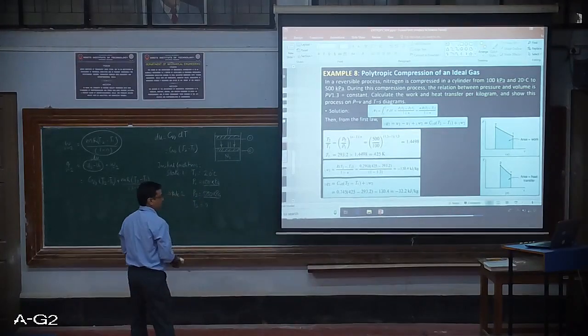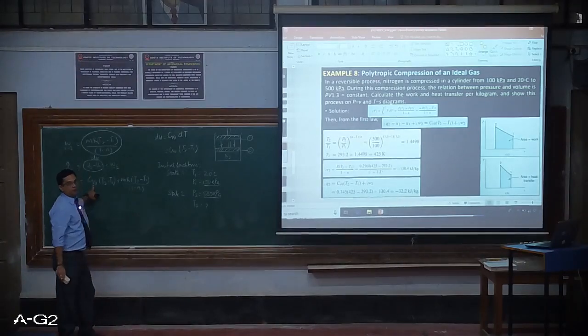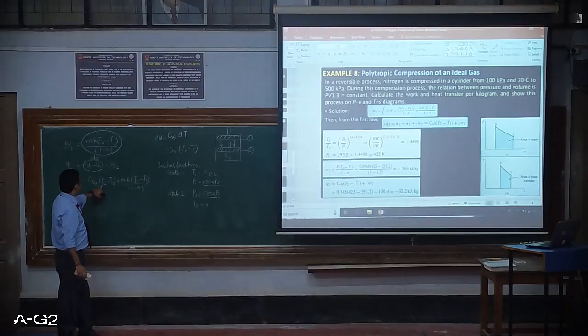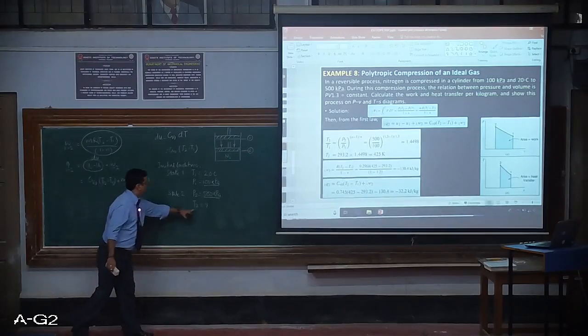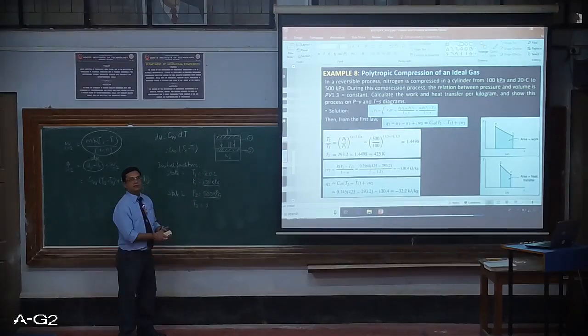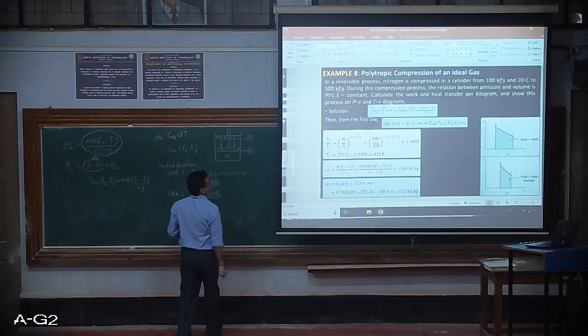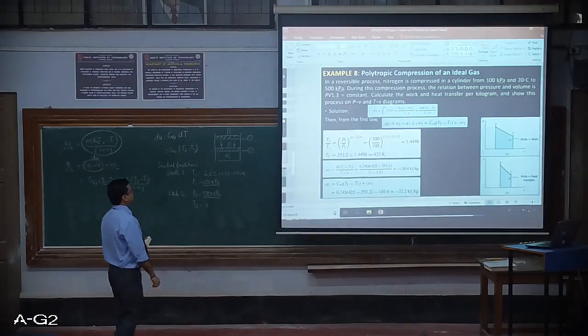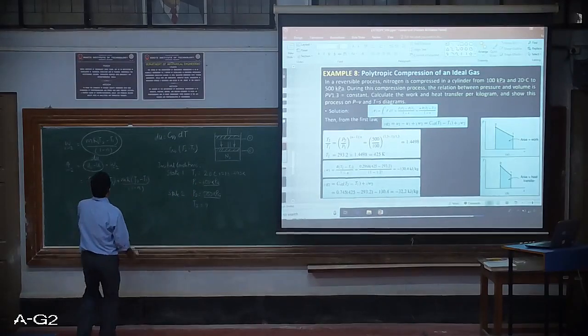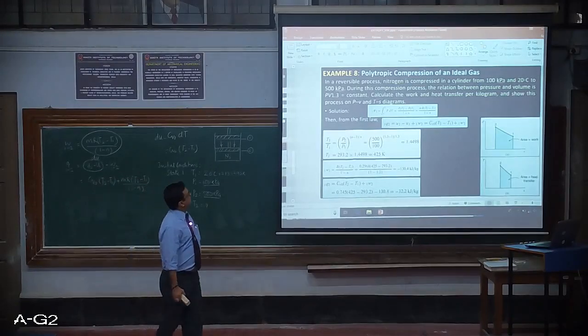In the expression, Cv0 we can get from property tables, as the substance is nitrogen. T2 is not given and I don't know it. T1 is given and needs to be substituted in Kelvin, so 20 plus 273 is 293 Kelvin. Then the mass m, is it mentioned? Let's see.